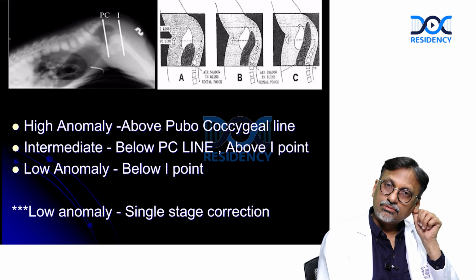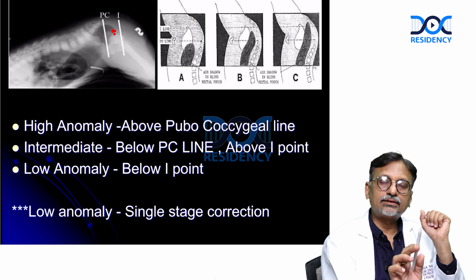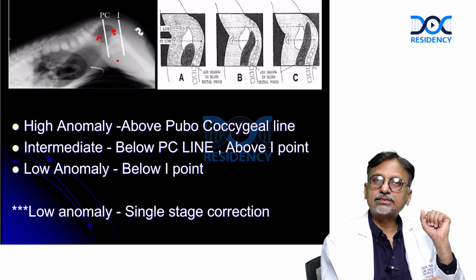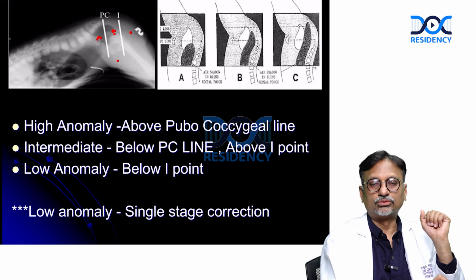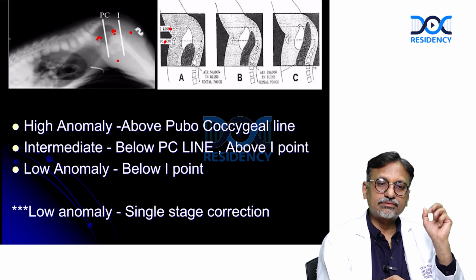For example, in this patient, you are seeing the lowermost part of the gas has come between the PC line and the I point. So we can call it intermediate. If it is above this, it is high. If it is below this, it is low. According to these lines, the PC line and I line are very, very important landmarks, and accordingly we'll be dividing. This is what I was trying to tell.